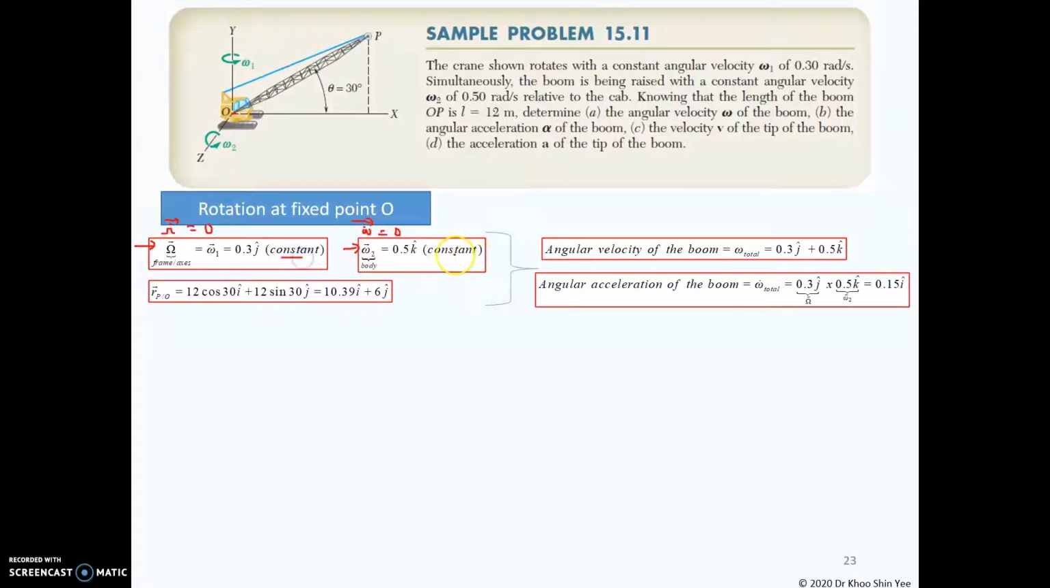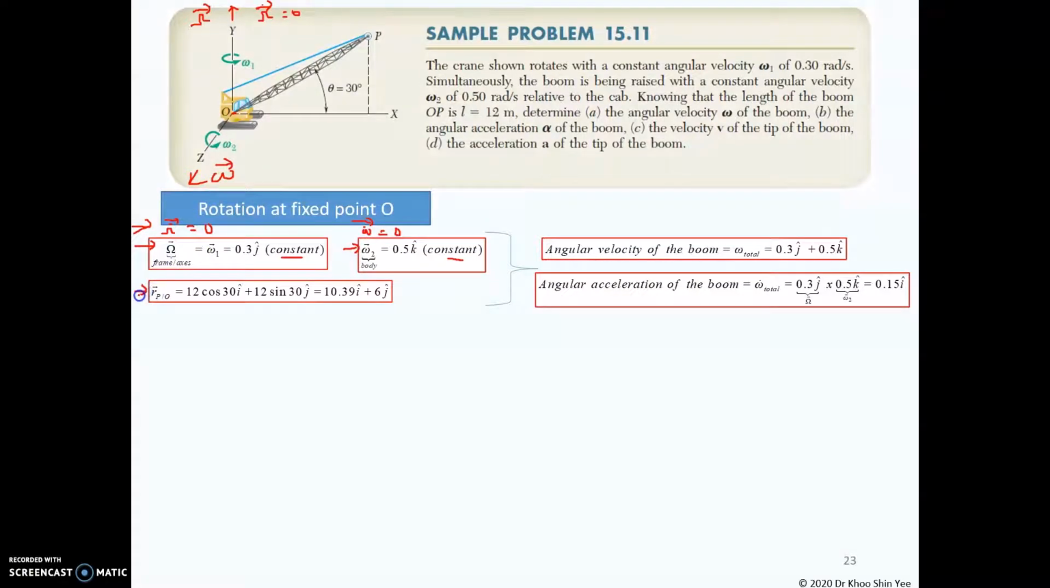Due to the constant angular velocity, you obtain the angular acceleration equal to 0 for the frame as well as the body. So this is the direction for the Ω, and you obtain the Ω dot equal to 0. And this is the direction for the ω, and the ω dot is 0 as well.